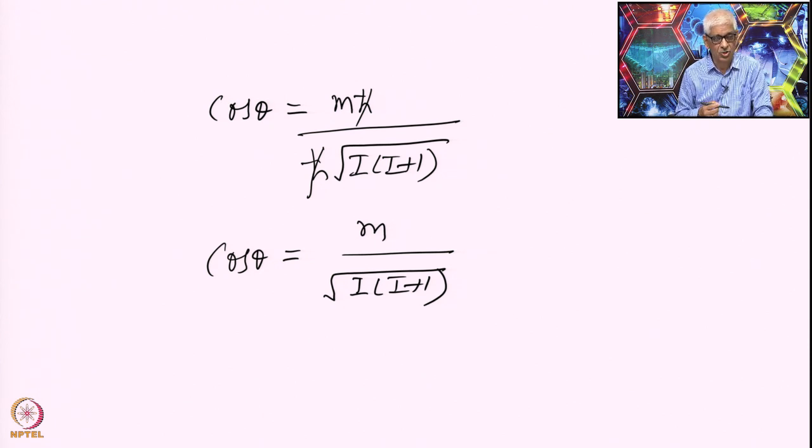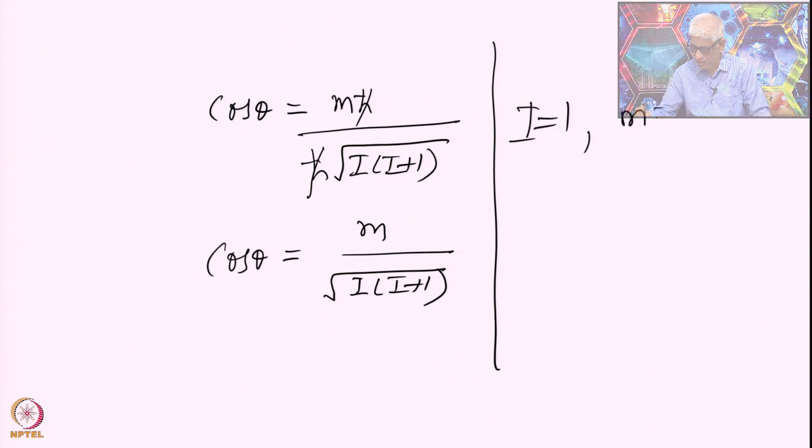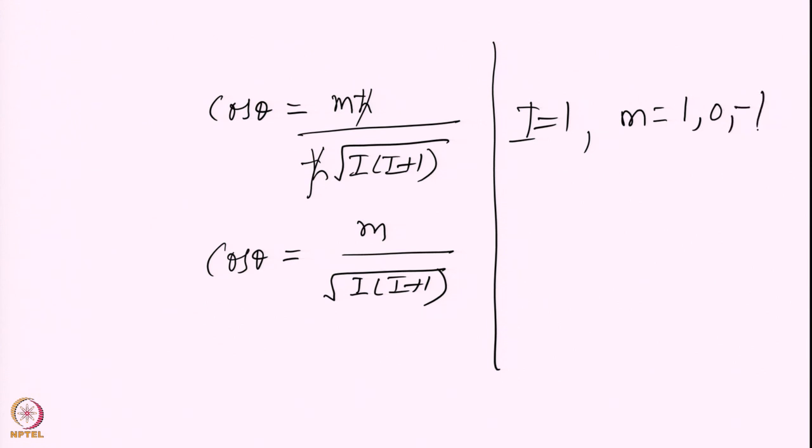For the case of I equal to half, I have two possibilities. If I have I equal to 1, then there will be three possibilities. M will be 1, 0, minus 1, and then I can draw these like that, one here, one there, and one here. Let me use a different color here to indicate this. You can again calculate the magnitude of this angle, and you have three possible orientations.